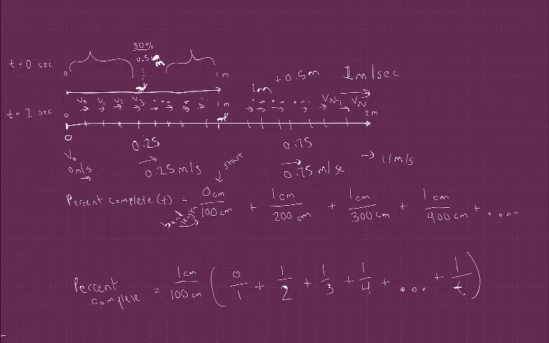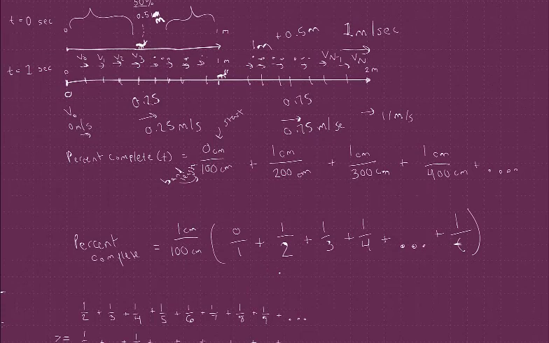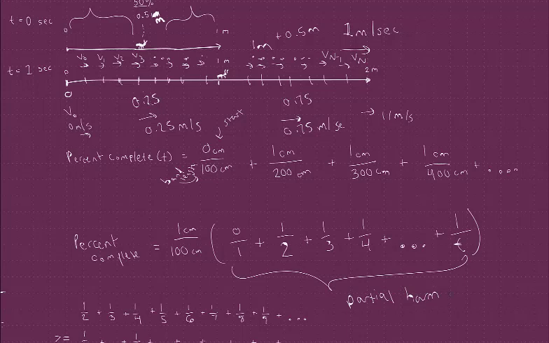Okay. Well, this portion here is what we call a partial harmonic series. And it is mathematically proven that this does not converge on any number. It actually will keep increasing to infinity. It will keep increasing to infinity and beyond.